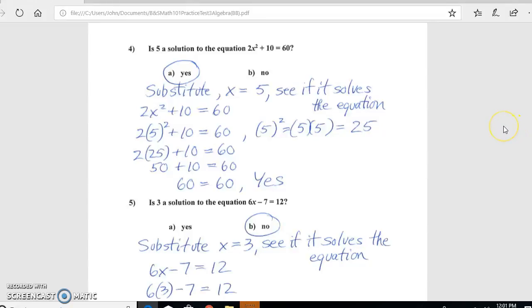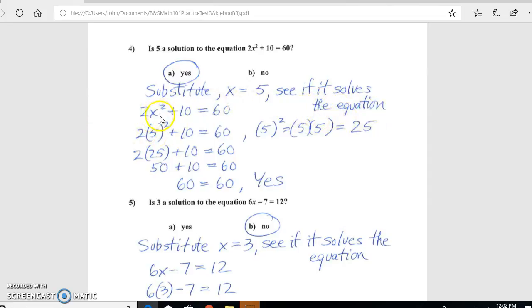This is the practice test for algebra, and here we're working on number 4, and the problem says, is 5 a solution to the equation 2x squared plus 10 equals 60? So what I need to do is substitute the value of 5 for the x into the equation and see if that 5 solves this equation.